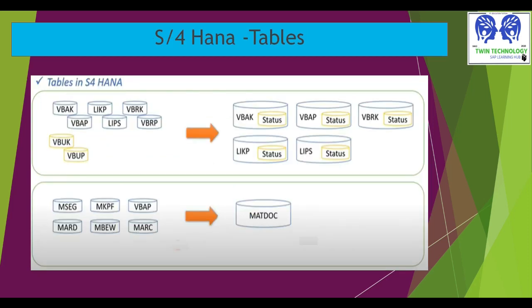This one. So here, what happened? VBAK and VBAP are a header and item table, now migrated into one table. For example, MSEG, MKPF, VBAP, these multiple tables are built into MATDOC. So MATDOC is using only one transaction table for all the purposes. So tables in S4 HANA decrease the size and data volume, making the table responsive and enhancing the application.